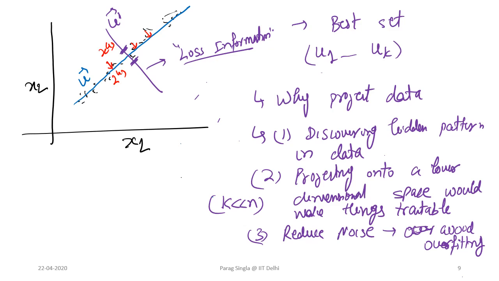So once again, we would like to discover hidden patterns in the data, and projecting onto this lower dimensional subspace can make things much more computationally efficient. And third, it might have an additional advantage, that it will actually reduce noise, leading to avoidance of overfitting in the data.